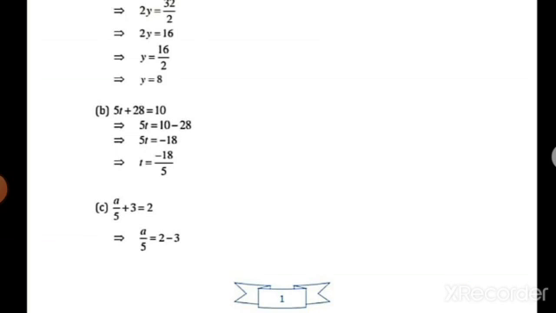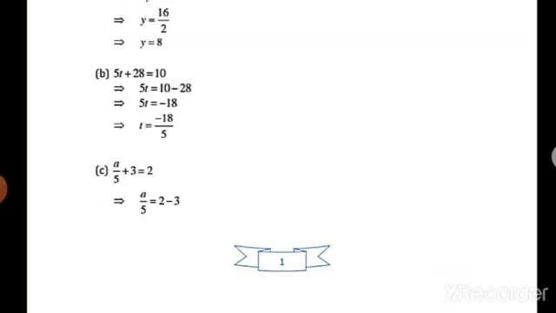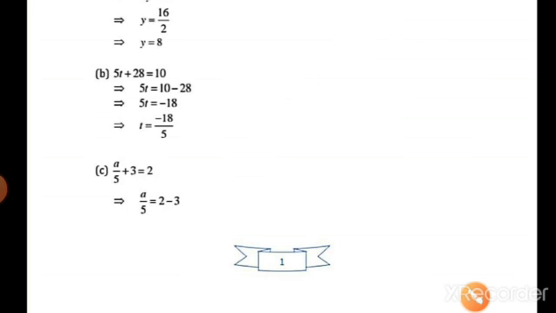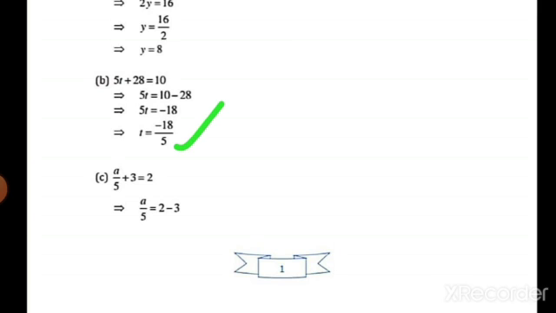Then 5t plus 28 is equal to 10. Then to make 5t alone, 5t is equal to 10 minus 28. So 10 minus 28 is minus 18. Then to make t alone, here 18 upon 5. So here we can get t is equal to minus 18 upon 5.